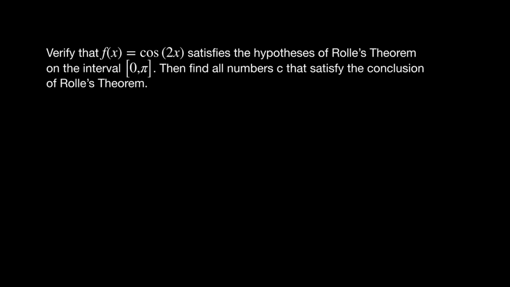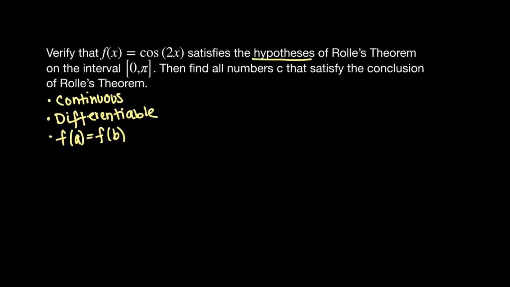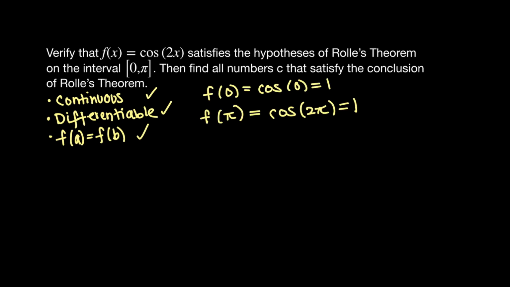Here's an example. Verify that f of x equals cosine 2x satisfies the hypotheses of Rolle's theorem on the interval from 0 to pi. Then find all numbers c that satisfy the conclusion of Rolle's theorem. The hypotheses of Rolle's theorem say that our function has to be continuous, differentiable, and the two endpoints have to be the same. Because I'm dealing with a trig function, trig functions are continuous on their domains, and the domain of cosine of 2x is all real numbers. So this function is continuous for all real numbers.